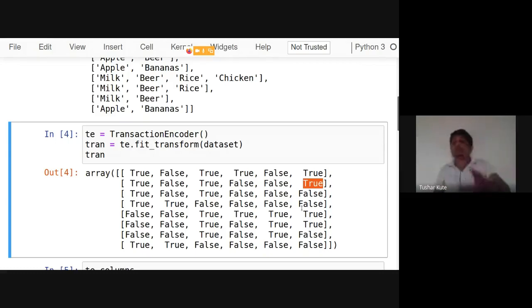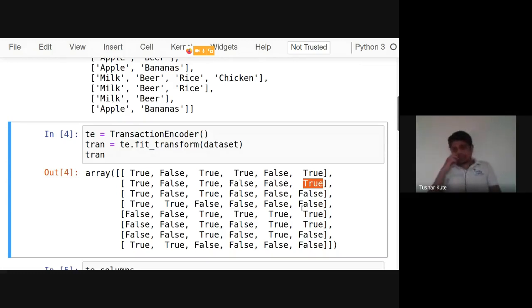That's the transformation. Non-structured data is converted to structured data, and now it becomes easy to find the support. How do we find the support of apple? We just have to add all the first column together: true plus true plus true, where true is 1. 1 plus 1 plus 1 plus 1 gives 5 out of 8 as the support of apple.